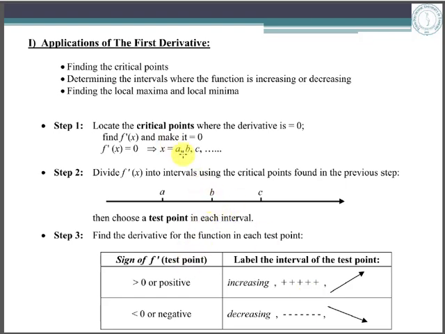And here one more time we are recalling the application of the first derivative. So the first step is finding the critical points, then divide the domain of f prime of x into intervals using the critical points, then choose a test point in each interval, then find the derivative of the function at each test point, so greater than 0 or positive, less than 0 or negative, for example.